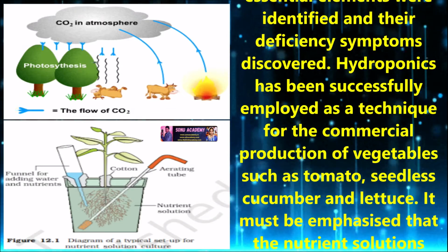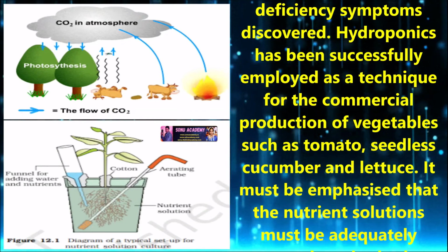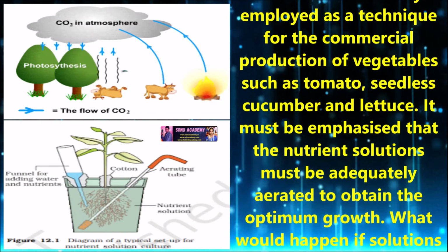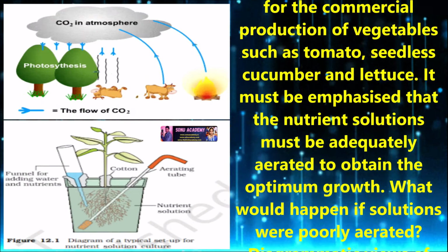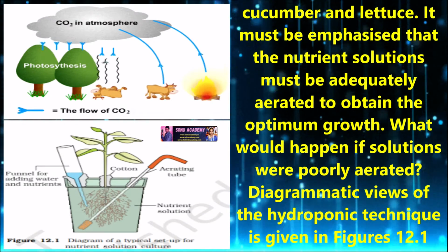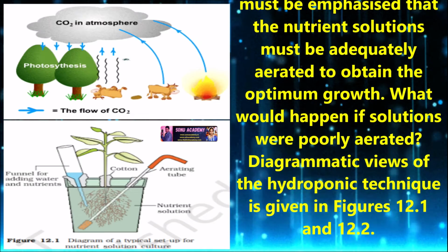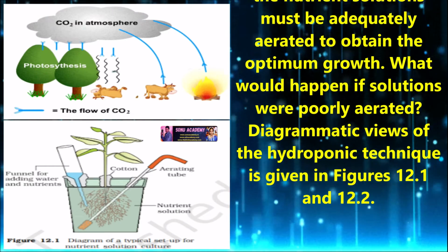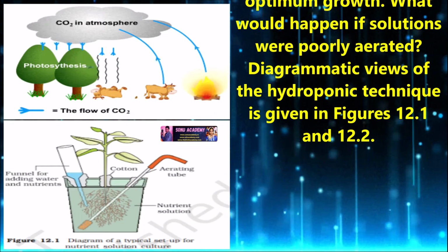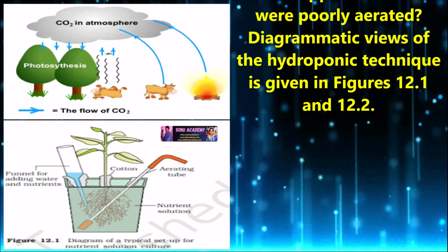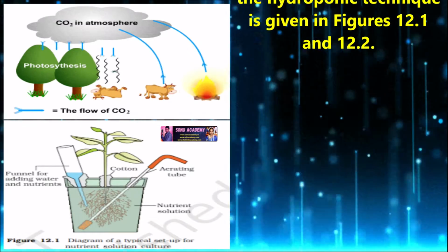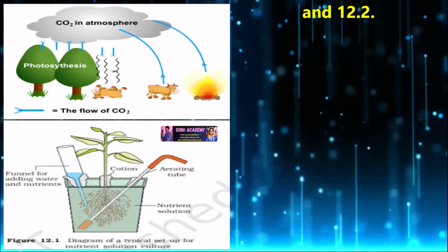Hydroponics has been successfully employed as a technique for the commercial production of vegetables such as tomato, seedless cucumber and lettuce. It must be emphasized that the nutrient solution must be adequately aerated to obtain optimum growth. What would happen if solutions were poorly aerated? Diagrammatic views of the hydroponic techniques are given in pictures 12.1 and 12.2.